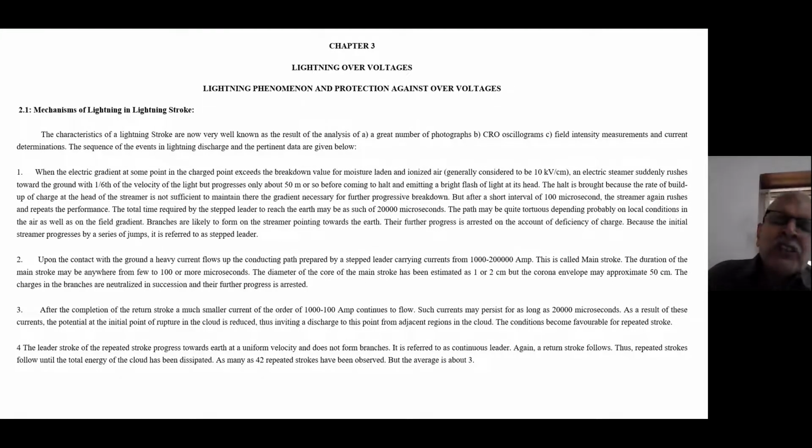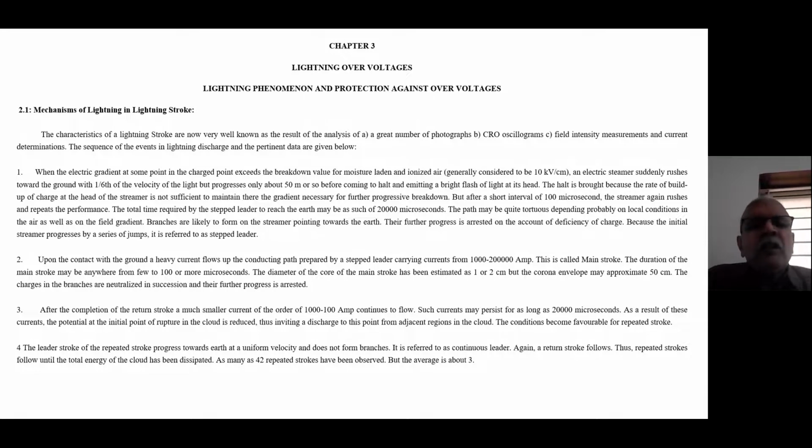And as we shall see, it is not only the question of the magnitude, it is the question of the rate at which 1000 kV is rising. The voltage of 1000 kV is rising within 1.2 microseconds. So it is rising so fast. It's an impulse voltage, so it's very dangerous.